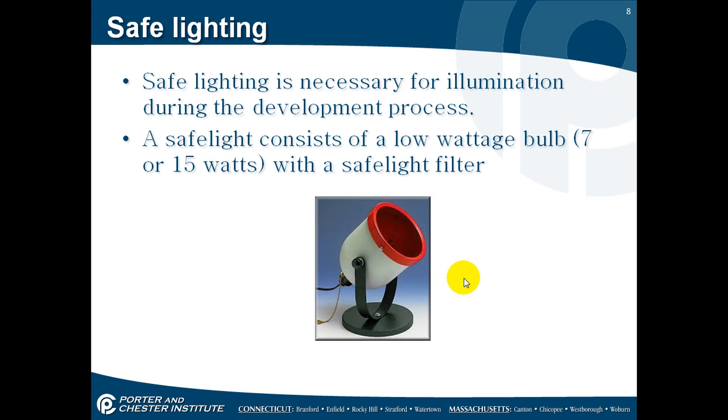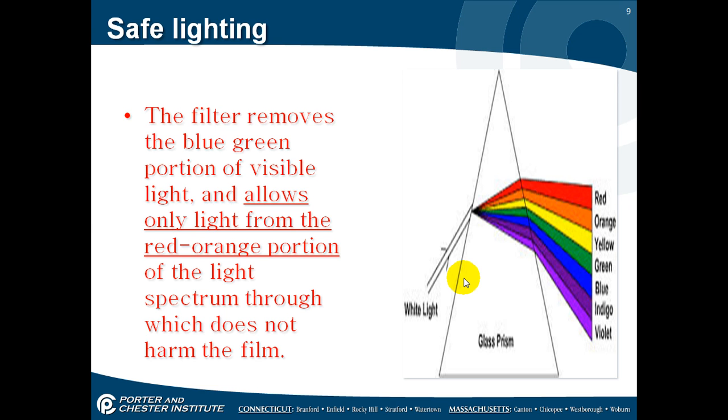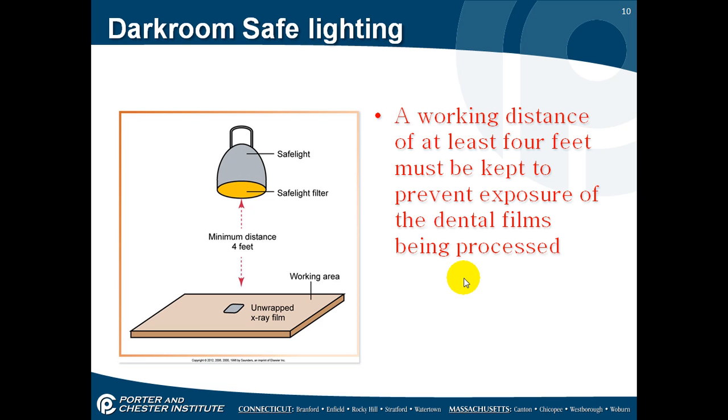A safety light is necessary for illumination during the developing process. You have to have some form of light. So a safety light consists of a low watt bulb, 7 to 15 watts, nothing higher, with a safe light filter, and that's what we're going to talk about here. The filter removes all the blue and green and violet part of the light, and only allows the red and orange part of the light to go through, so you don't end up with any white light.